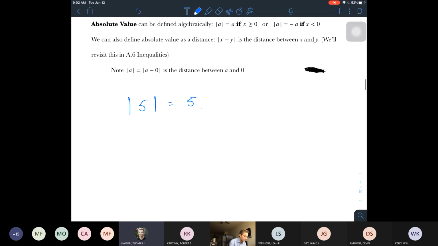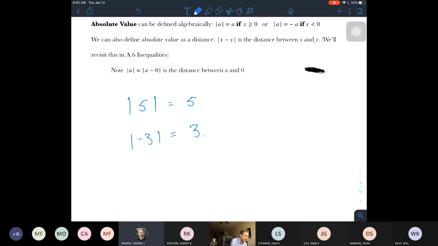However, if we take an absolute value sign and we put a negative number inside, it'll turn that negative number into a positive number. So the function of the absolute value is to take the number that's inside of our bars here and make it positive. Okay?